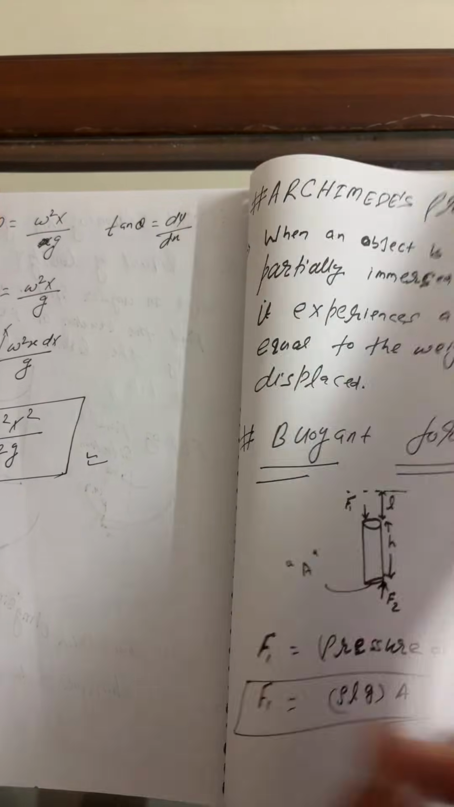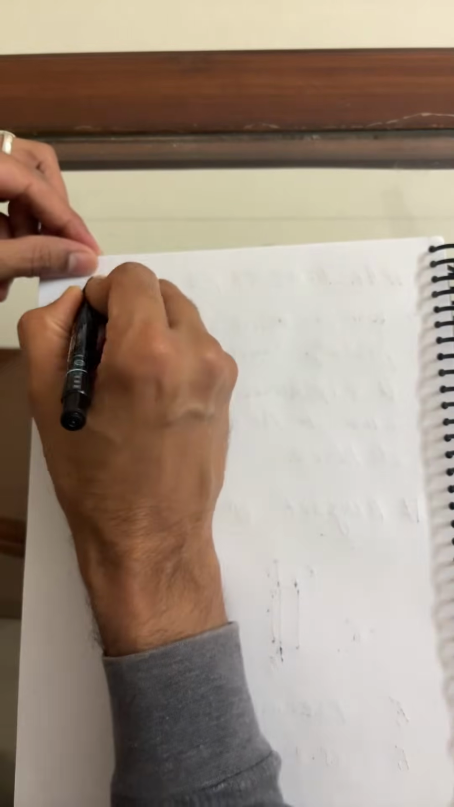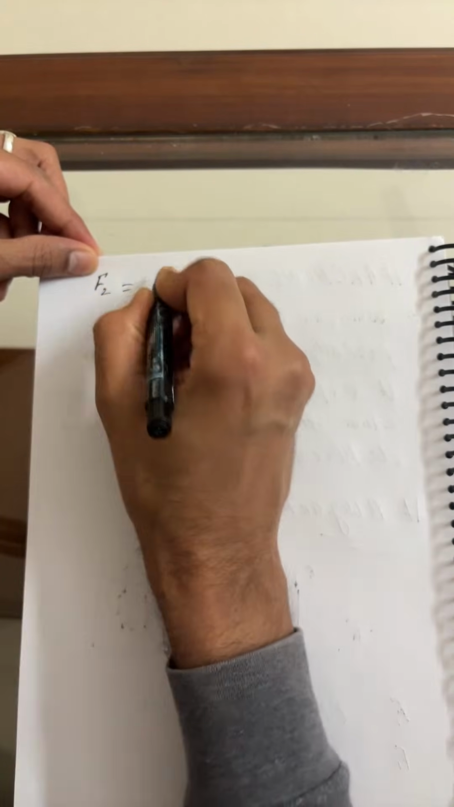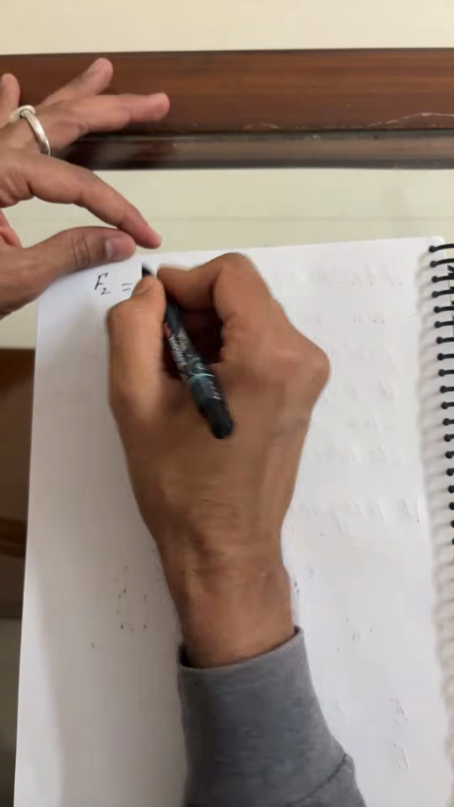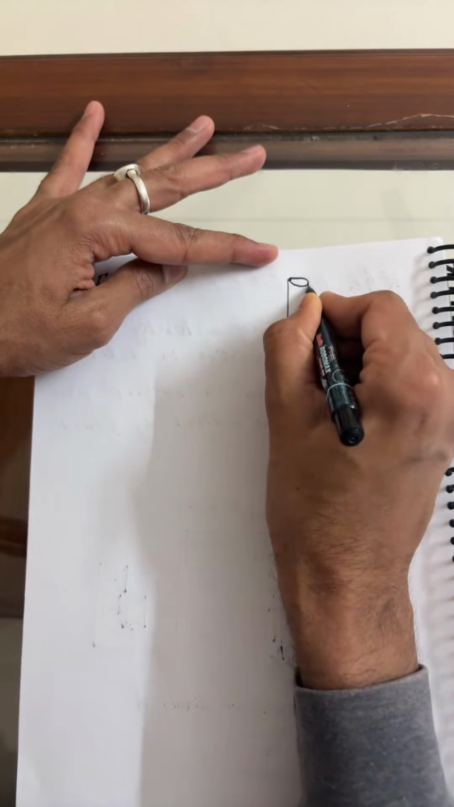It is in the upward direction. So what can we write for F2? F2 is for the entire length here. F2 is the pressure of the liquid at a point from here. For this condition, I'll do one more diagram.